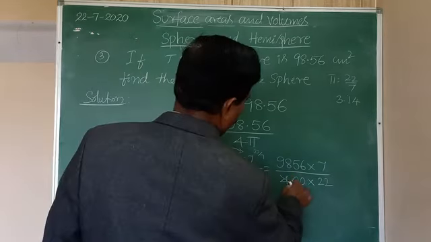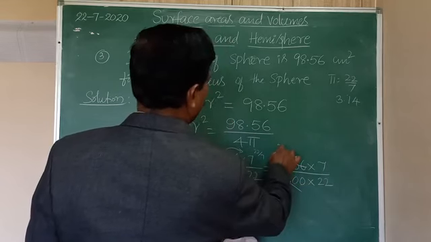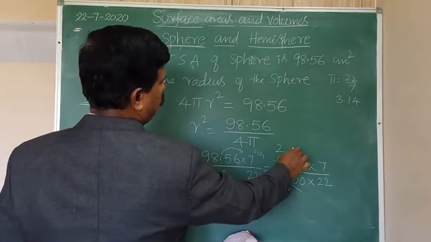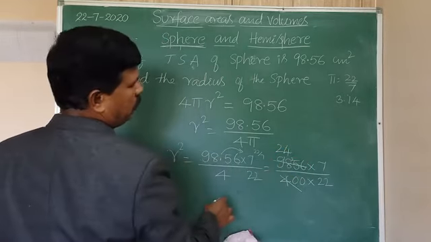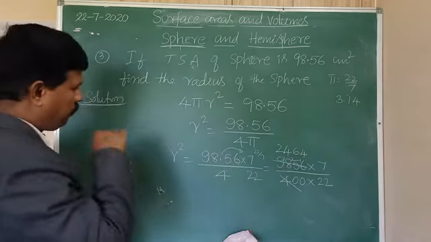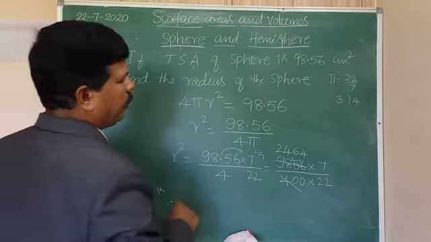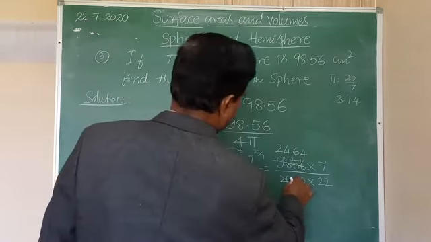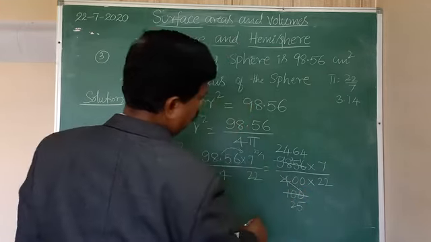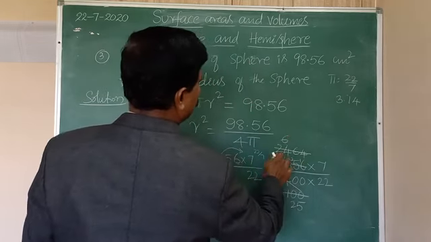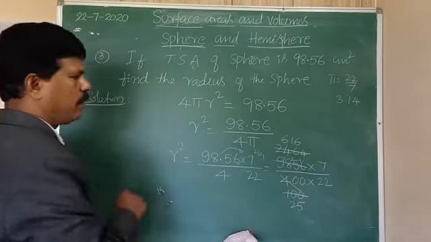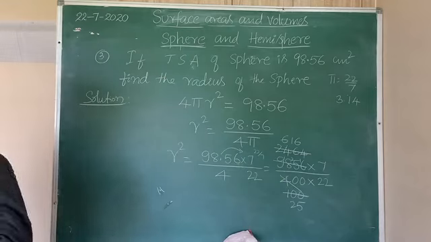Now, 4 table. 4 2s are 8. 1 carry. 4 3s are 12, 4 4s are 16. 2 carry. 4 6 are 24. 1 carry. 4 4s are 16. Okay. Now, again, here is a 100. Again, 4 25s are 100. 4 6 are 24. 4 1s are 4. And 2 carry. 4 6 are 24.